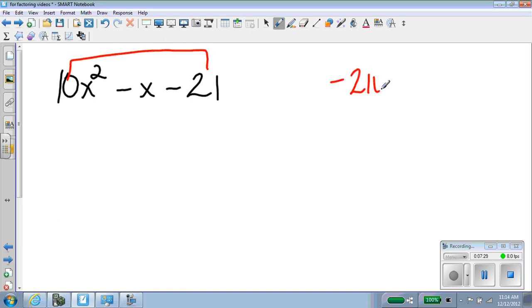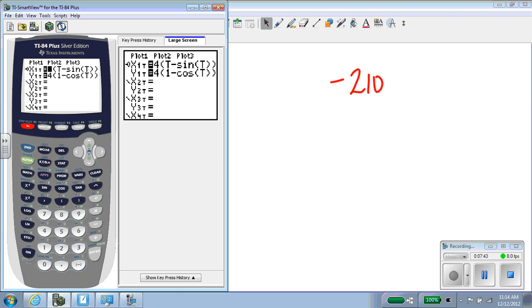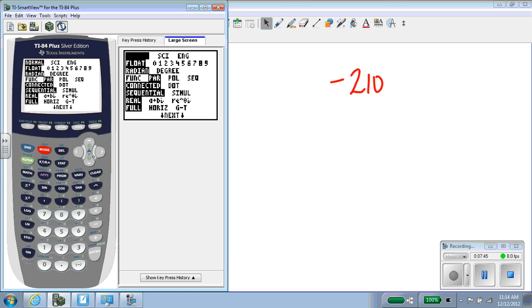Negative 210. Wow, negative 210. I'm afraid of that one. So I'm going to let my calculator make factor pairs. I'm going to go to y equals, oh, I'm in the wrong mode. Sorry about that. You will not be in the wrong mode. Okay.